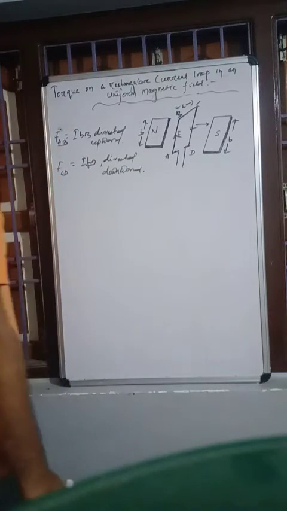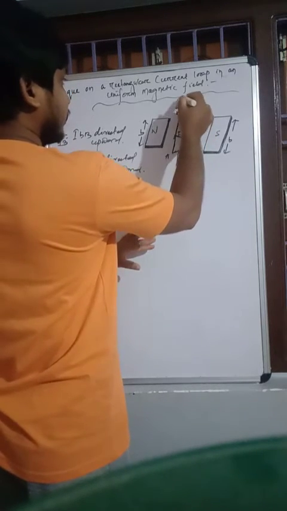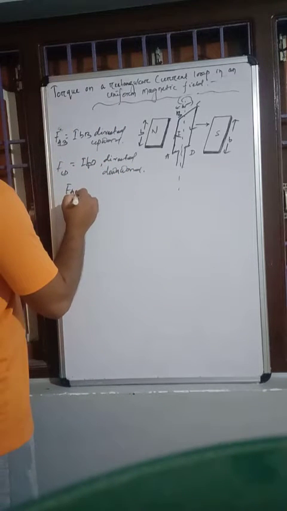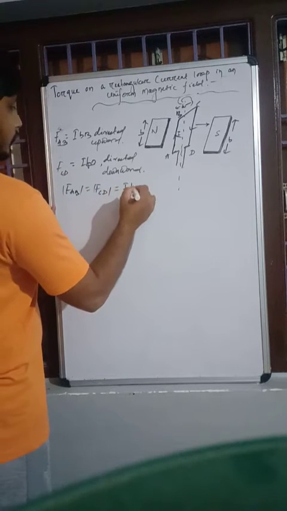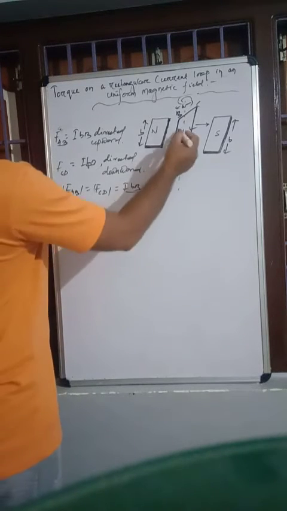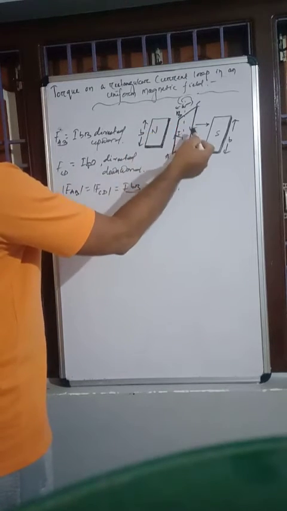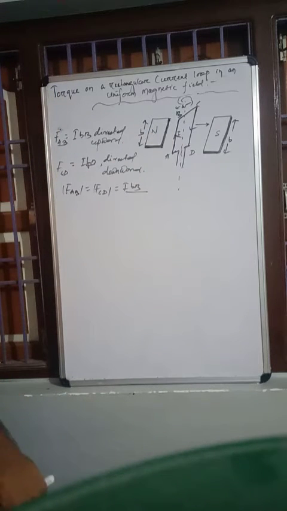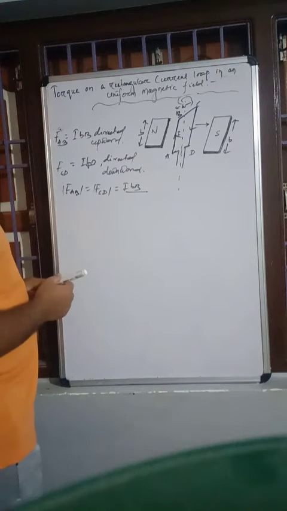Same direction we will get, and this will be the axis, so again it will rotate in the anticlockwise direction, because the force F_AB is equal to F_CD, which is IbB, the same in magnitude. These two forces, equal in magnitude but opposite in direction, one downward and one upward, will rotate this dipole. So now we have to find out what our torque will be.